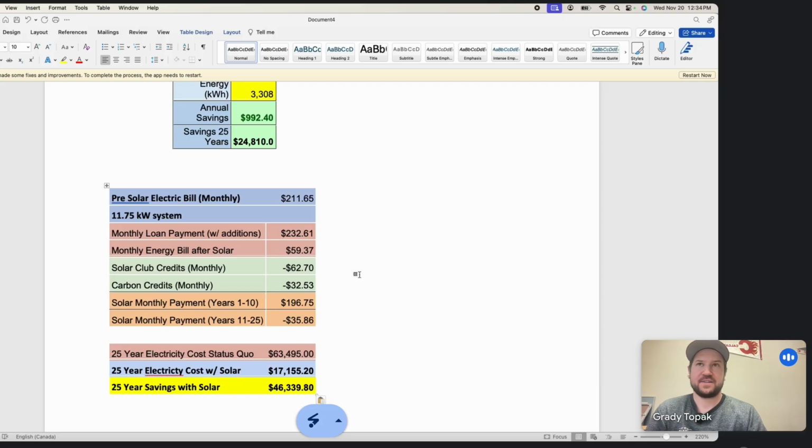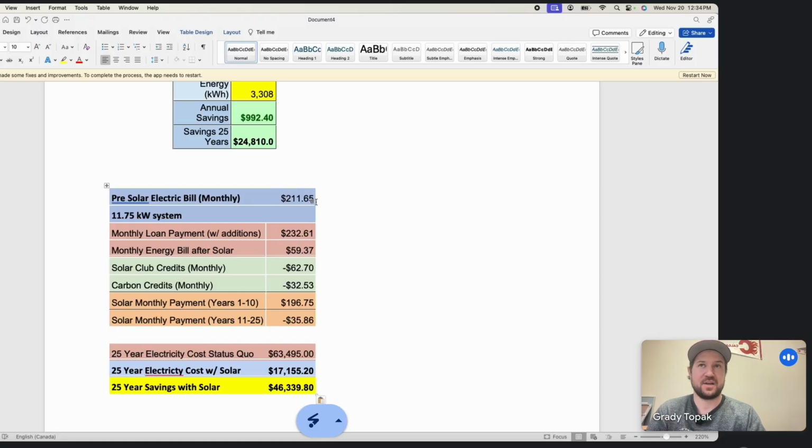Now, one thing to mention is that we're not building in any electricity price inflation into these calculations. So this is a really conservative approach, showing that there is a savings even if electricity prices remained the exact same as what I'm currently on. In reality, we know that's not going to happen. Electricity prices are going to inflate.